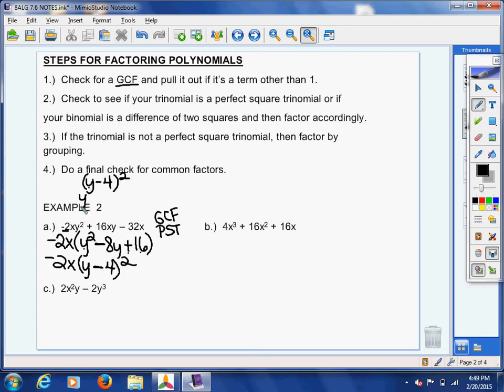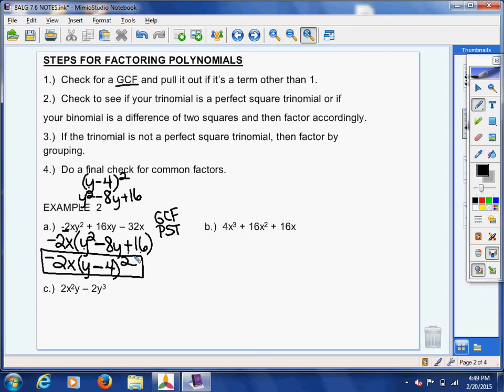Y squared is y squared. Y times -4 is -4y. Doubled is -8y. And -4 squared is positive 16. Yes, it is. And I am fully factored now. Okay? I do not have a GCF in my quantity y minus 4. Everything looks fully factored, okay?